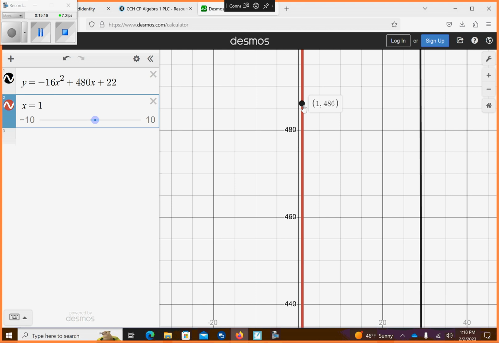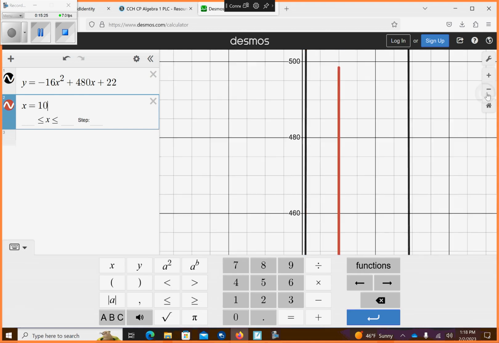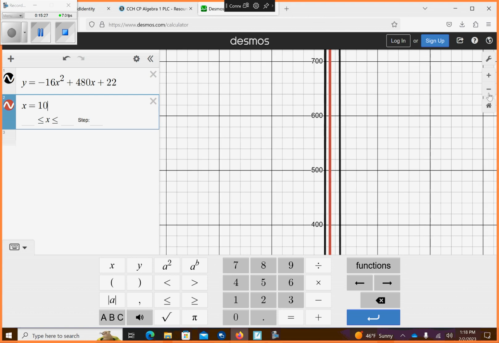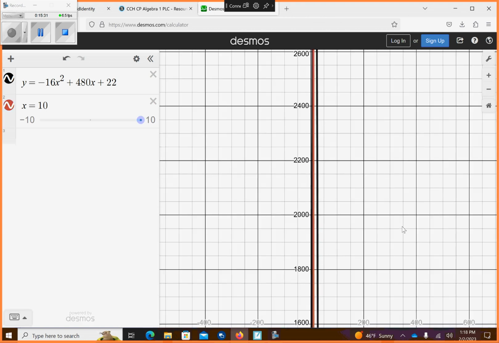Okay? So if I want to find 10 seconds, I'm just going to make this 10. So notice where the red line went. So now I got to just zoom out a lot more. I know at 15 seconds it was at its max.